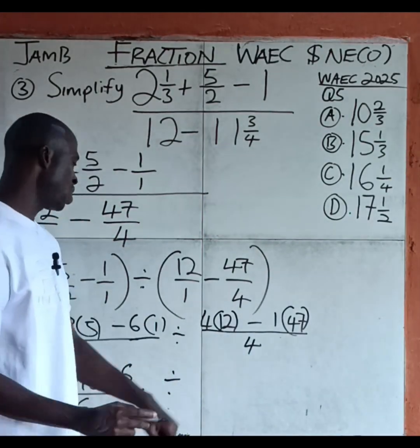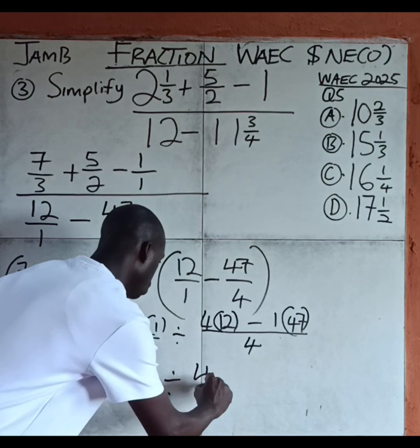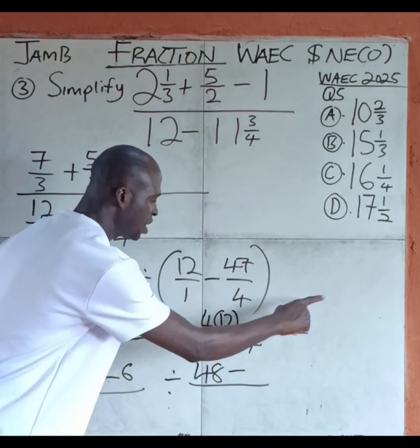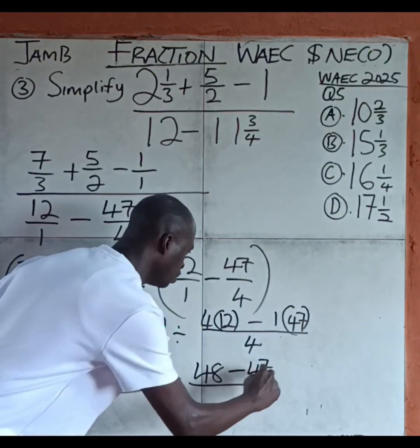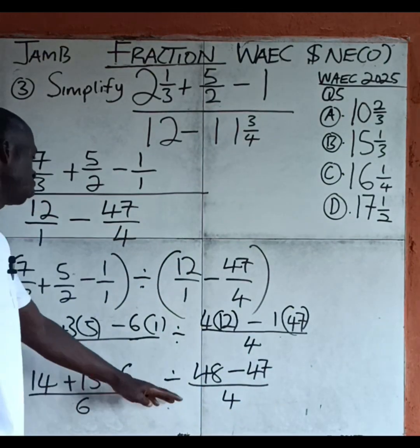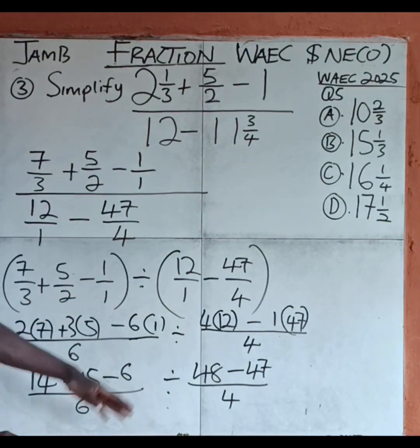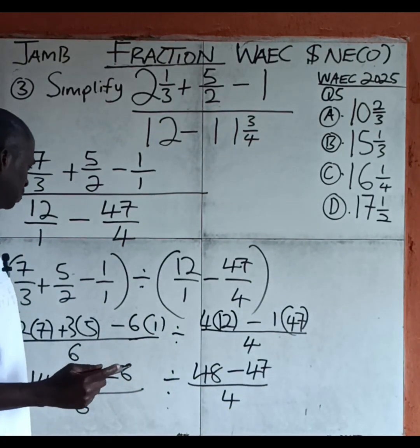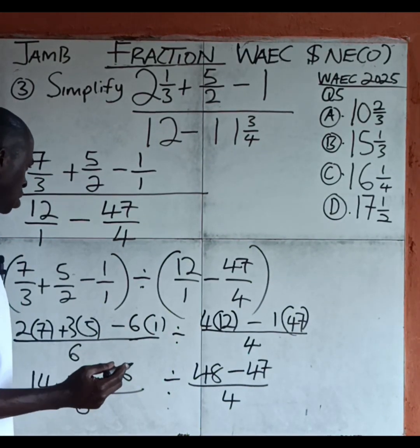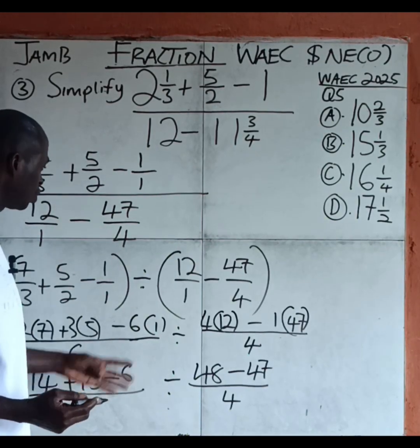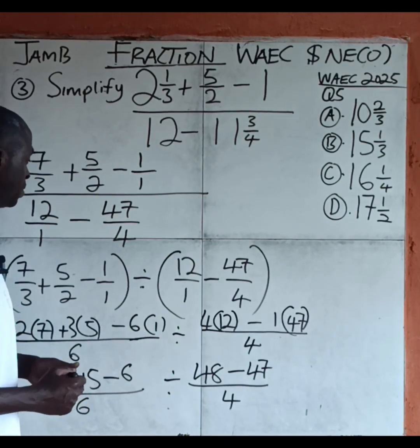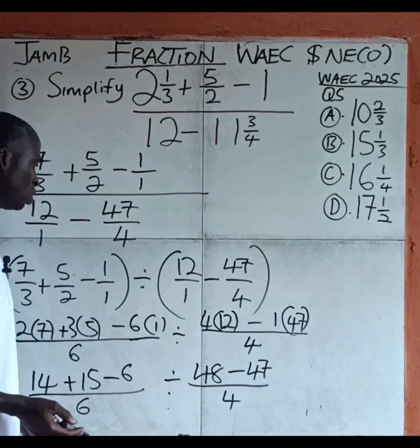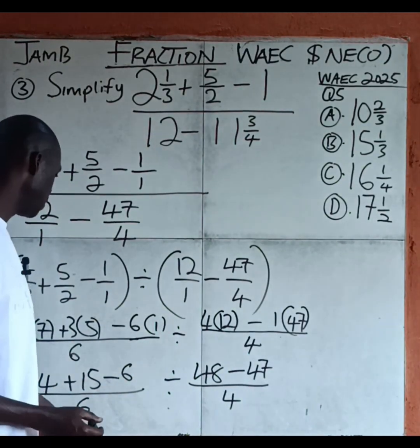Next, 4 times 12 will give me 48. We want to have 48. 48 minus, now 1 times 47 will give us what? 47. So this is what we are having in our denominator. So far you can see the way we are following the procedure one after the other. Because this question is an objective question, but I have to teach you how to follow the process without missing any step, should in case you have been given such questions to solve in theory too. So now, with that being said, we are going to simplify this further.